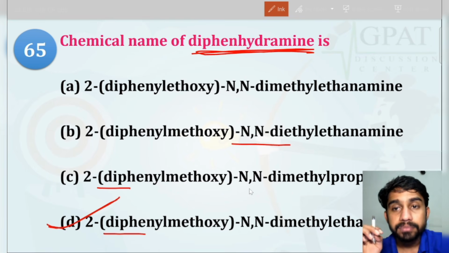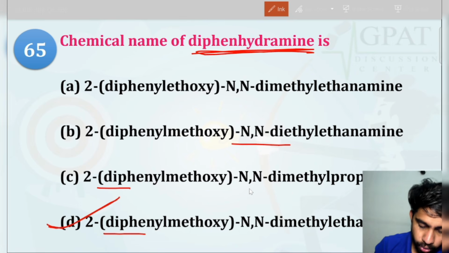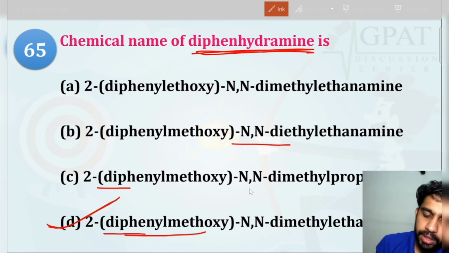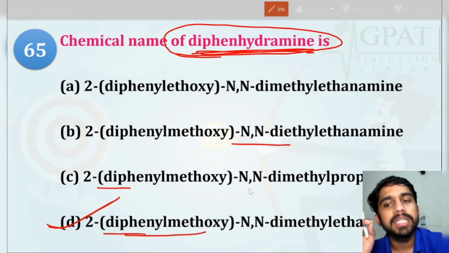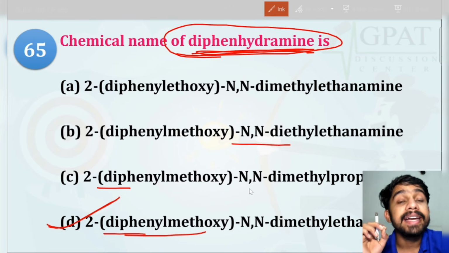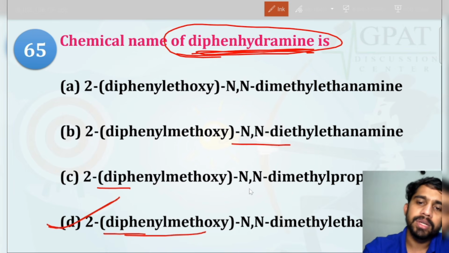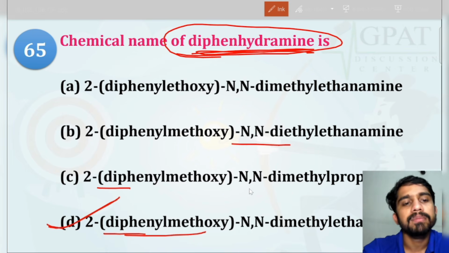What happens here? If you talk about this breakdown, that is 2-diphenyl methoxy N,N-dimethyl. Diphenhydramine is a first generation H1 antihistamine, and it causes sedation. So the correct answer for this question is option D.